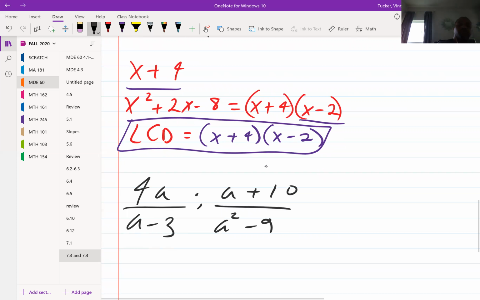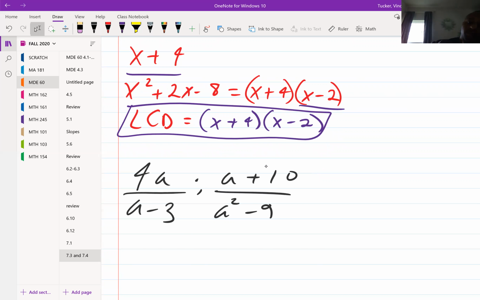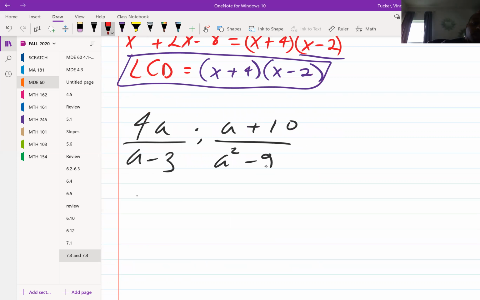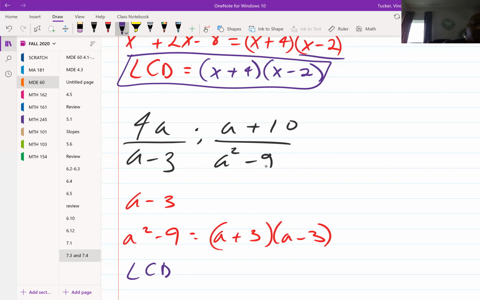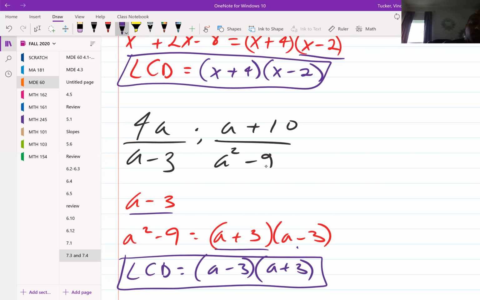All right, next one, 4a over a minus 3, a plus 10 over a squared minus 9. A squared minus 9 factors out to a plus 3, a minus 3. So my LCD will be a minus 3, a plus 3. And as I mentioned before, we already have a minus 3, so we don't have to write it a second time.